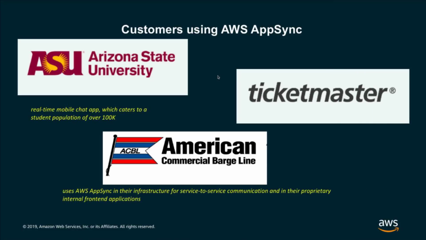So we have Arizona State University, a top-ranked research university located in the greater Phoenix metropolitan area. ASU uses AppSync in their real-time mobile chat app, which caters to a student population of over 100,000. We also have American Commercial Barge Lines, which operates equipment for transporting cargo along 7,200 miles of US inland waterways. ACBL uses AWS AppSync in their infrastructure for service-to-service communication and in their proprietary internal front-end application.